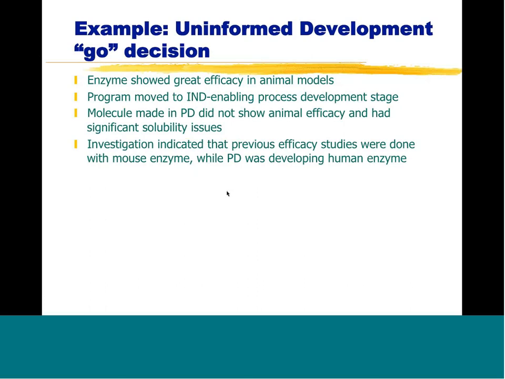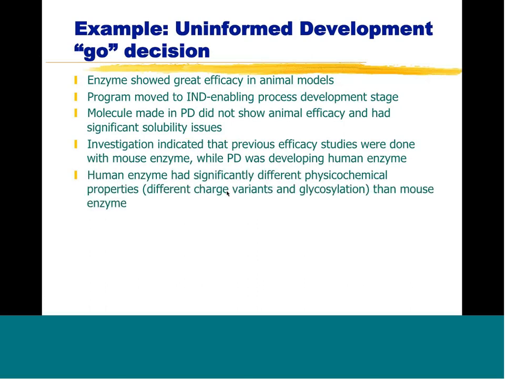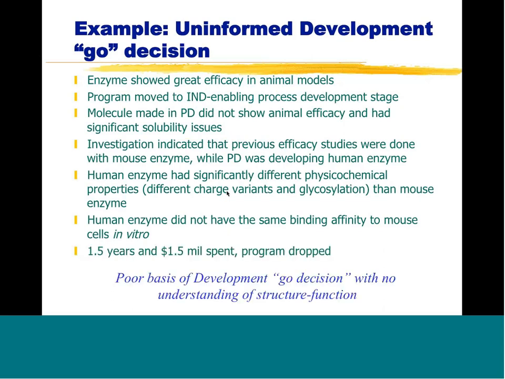Anyway, it turned out that in preclinical development, the mouse enzyme was used to show efficacy. And of course, you're developing the human enzyme when it became a development candidate, and process development was doing the human enzyme. And the two are very different. The glycosylation was different, the charge variants were different, the solubility was different. So your animal model and what you did in preclinical had no relevance to humans. So of course the program died, and later had to be revived many years later when there was more money to go back and fix it. But unfortunately, 1.5 years and $1.5 million spent, and the program died.